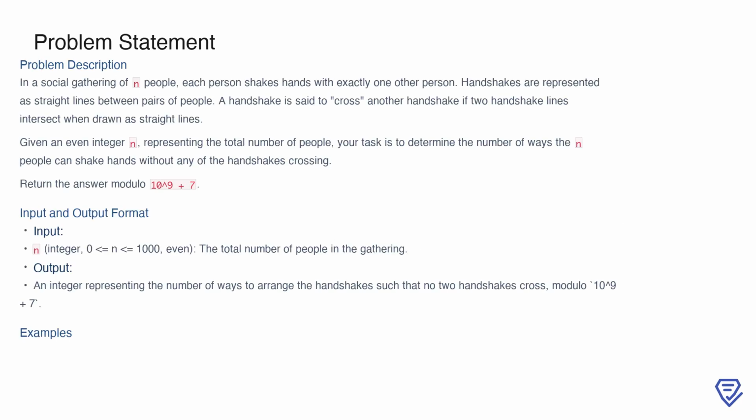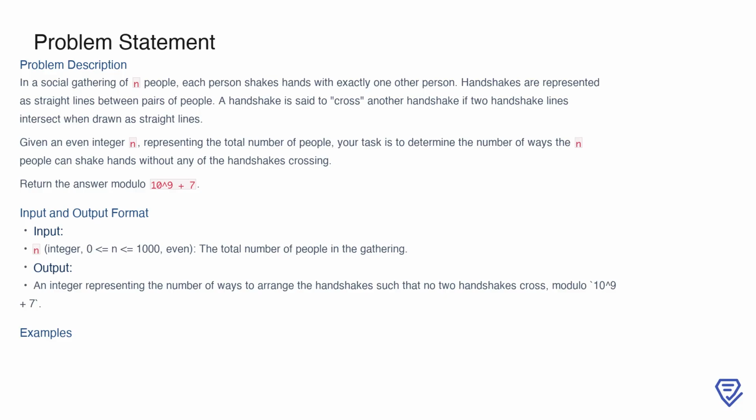Imagine you are at a social gathering with N people, where everyone is required to shake hands with exactly one other person. The handshakes are represented as straight lines connecting pairs of people. Now, a handshake is considered to cross another if the lines representing the two handshakes intersect. For instance, if person A shakes hands with person B, and person C shakes hands with person D, but their handshake lines intersect visually, that would be a crossing.